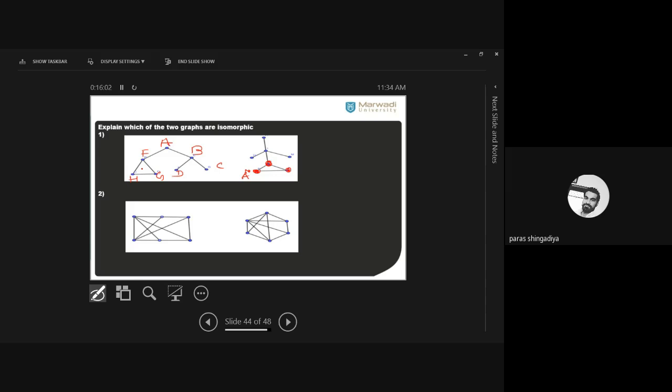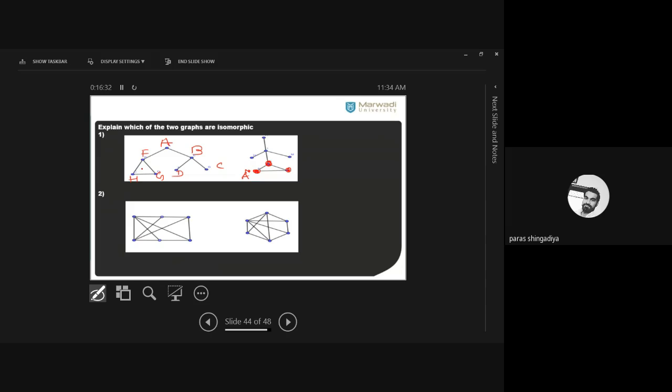Clear? It is not possible to find the image of A, and our condition is that all the vertices should be 1 to 1 correspondence. Clear? If the images of all the vertices exist, then it is called an isomorphic graph, not only for one vertex. ठीक है, सभी vertex आपको मैप करना है as per the first graph. If it is mapped, then it is an isomorphic graph. If any one vertex is not mapped, then it is not isomorphic. ठीक है, so that is not an isomorphic graph.